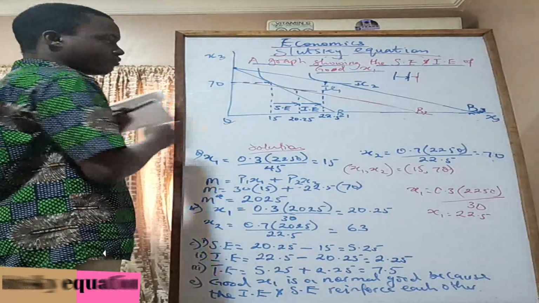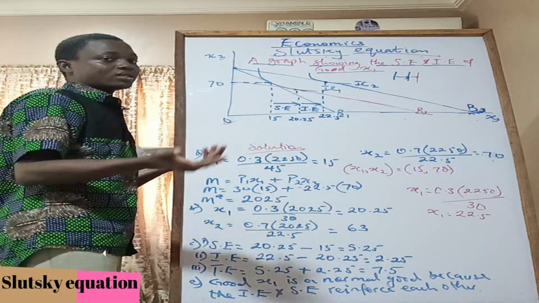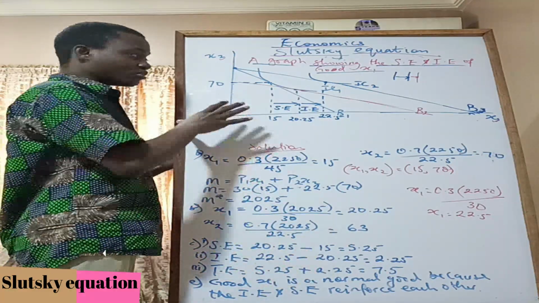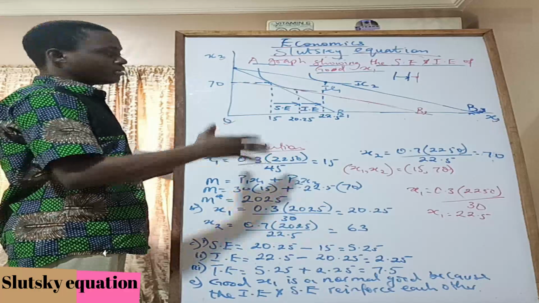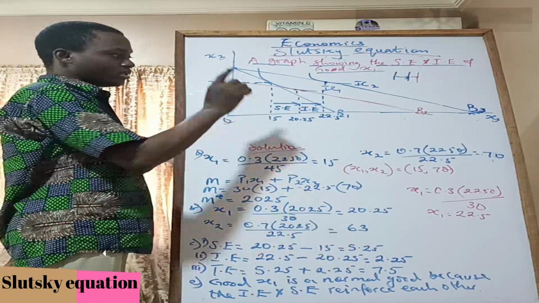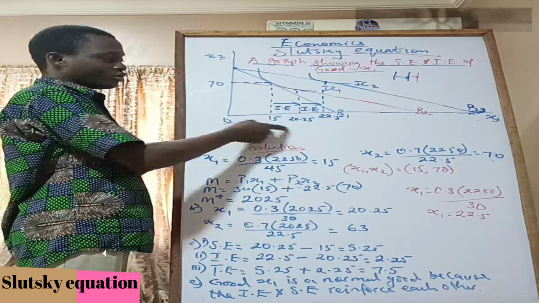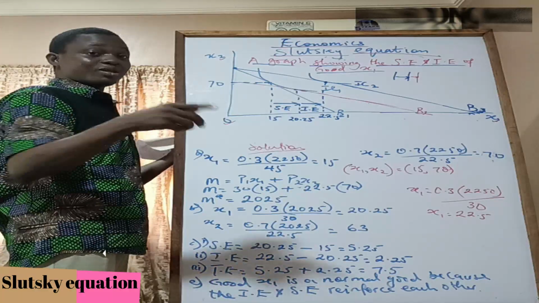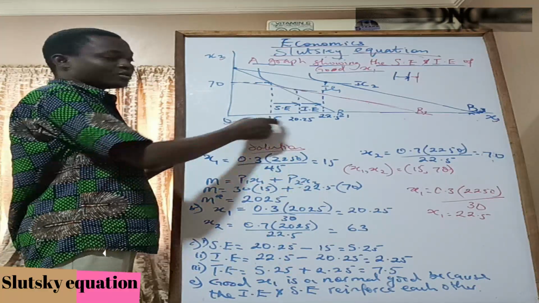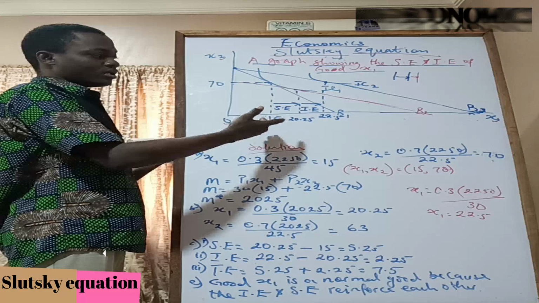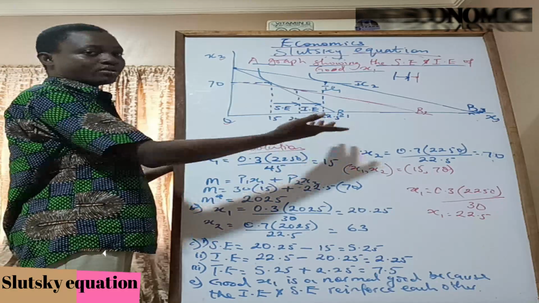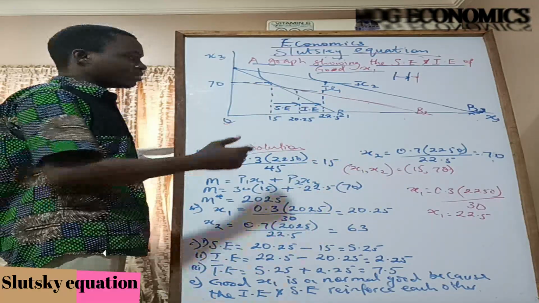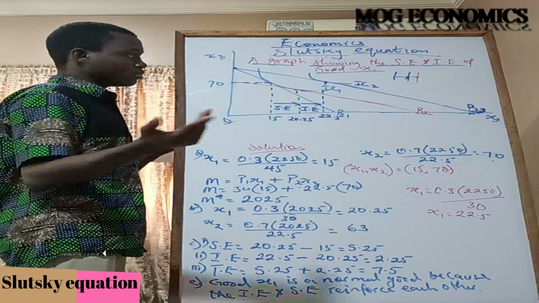So now after you've drawn your graph, it says graphically explain. But I may just want to also say, just explain it with your graph. From the graph above, based on the substitution effect, the demand for good x1 increased from 15 to 20.25. And based on the income effect, the demand further increased to 20.5. Since SE and IE are reinforcing each other, then of course x1 must be a normal good.